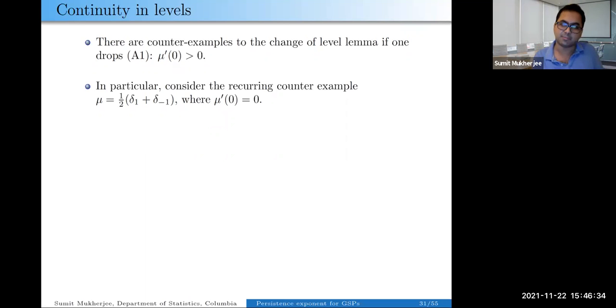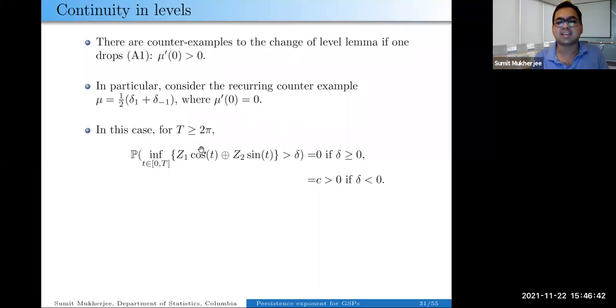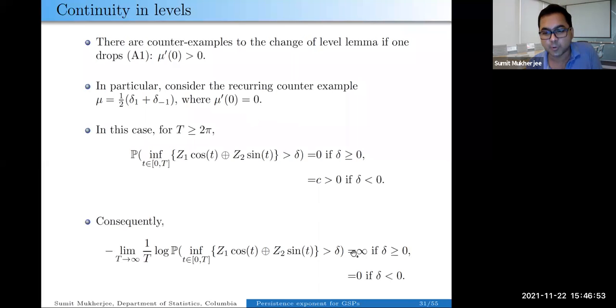And the example is the same one, right? The example is again half delta 1 and delta minus 1. In this case, mu prime 0 is 0 because you're not putting any mass near 0. In this case, this persistence probability is 0 if delta is greater than or equal to 0, and it's some positive constant if delta is negative. And so clearly your exponent is infinite if delta is greater than or equal to 0, and 0 if delta is negative. So if you change delta a bit, your exponents change a lot. You do not have this continuity.